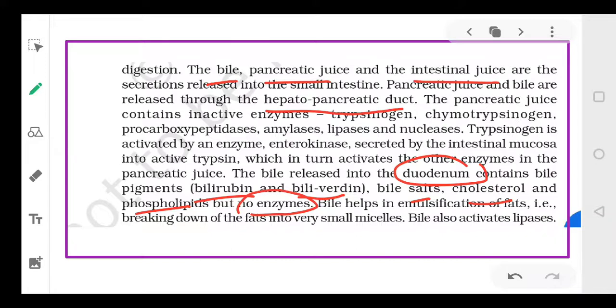So your bile juice turns the medium alkaline, because in your stomach the medium is acidic, and in your intestine it is alkaline. This alkaline nature is provided by your bile salts, and this brings about emulsification of fat. Your bile salts bring about emulsification of fat, which means your fat molecules will be converted into small fat globules.